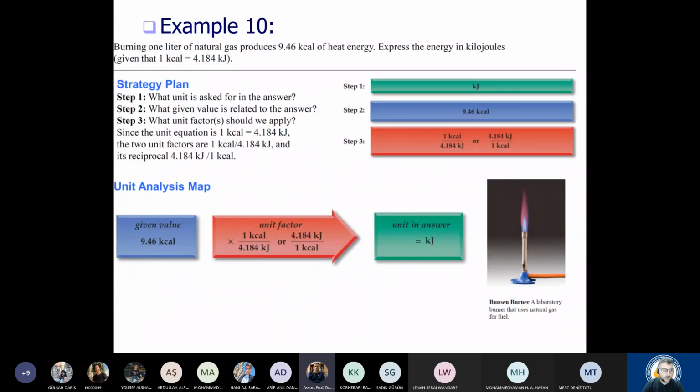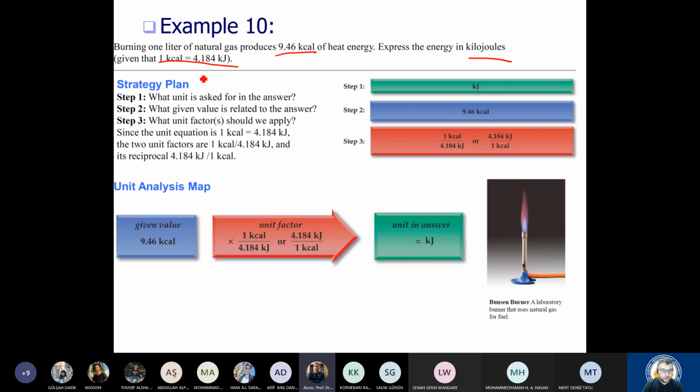And the next question is also related to heat. Burning 1 liter of natural gas produces 9.46 kilocalorie of heat energy. So you must express the energy in kilojoules. And 1 kilocalorie is equal to 4.184 kilojoule.